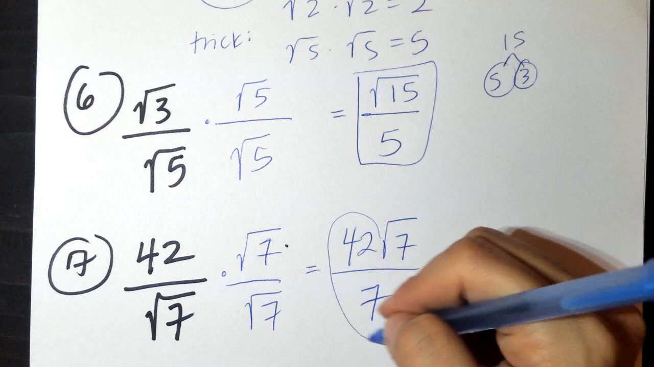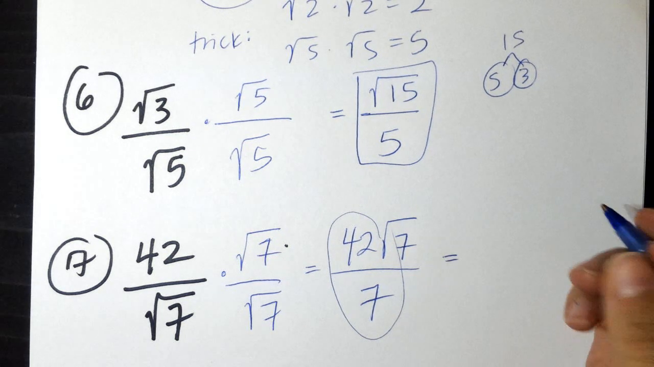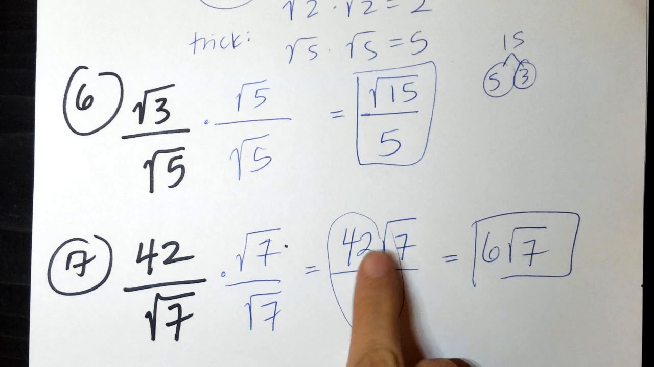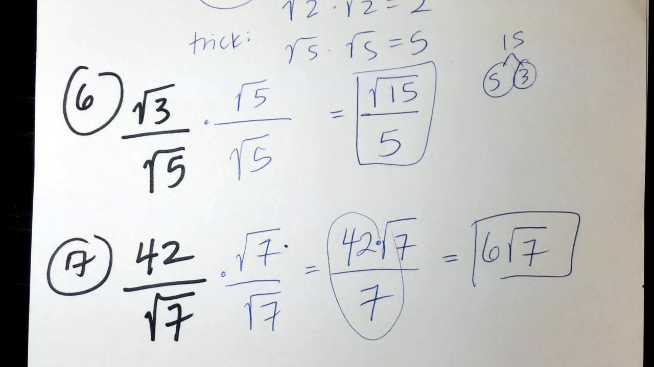But can I simplify this? Yes. Yeah, 42 divided by 7 is what? 6. So my answer is 6 times the square root of 7. The only reason I can simplify is because everything's being multiplied, right? They're not attached. If it was adding or subtracting, it would be different, and I would have to do an iHeart math.